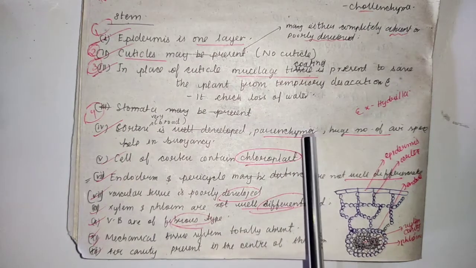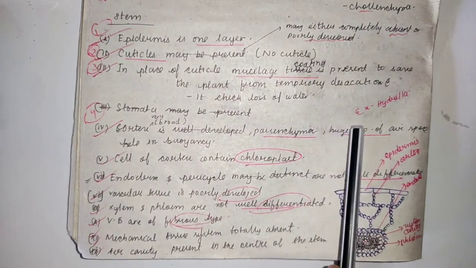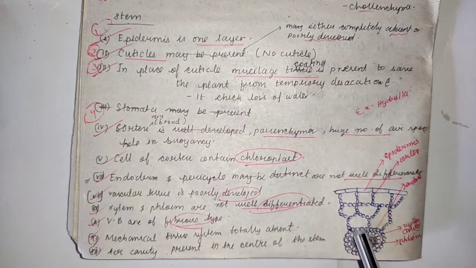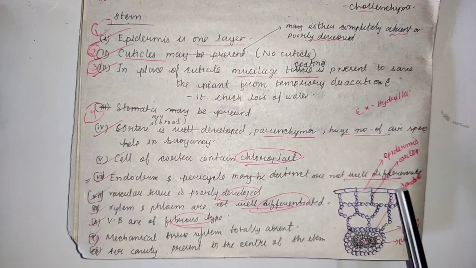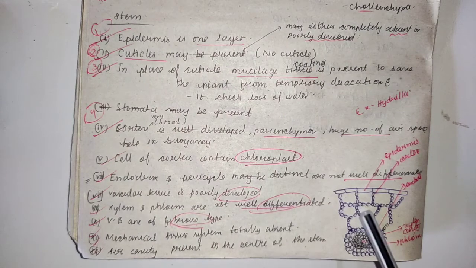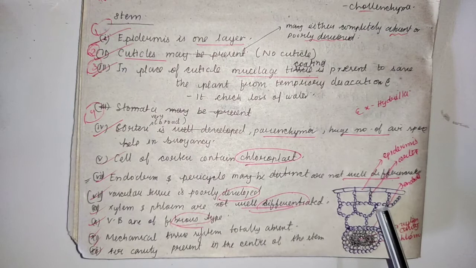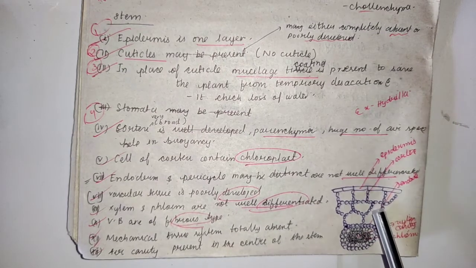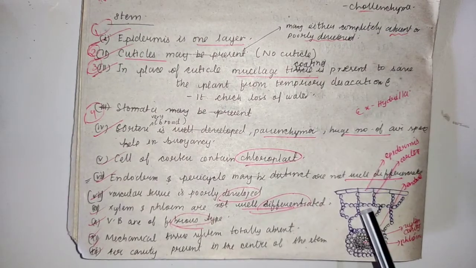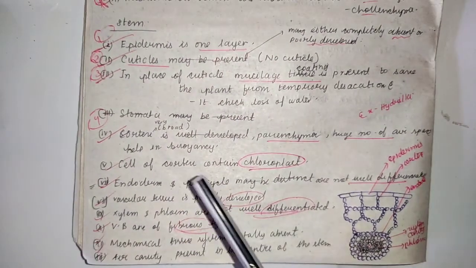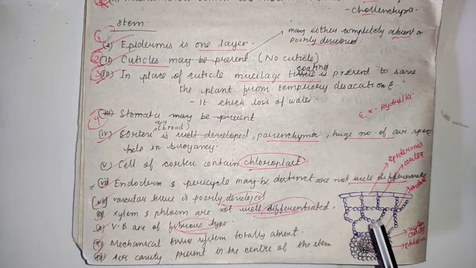Cortex is of parenchymatous cells. A huge number of air spaces is present, which helps in buoyancy. So, next to the epidermis there is a cortex which is many layers in thickness. The cortex cells are parenchymatous and there is a huge number of air spaces present in the cortex which help in buoyancy. The cells of the cortex contain chloroplast.